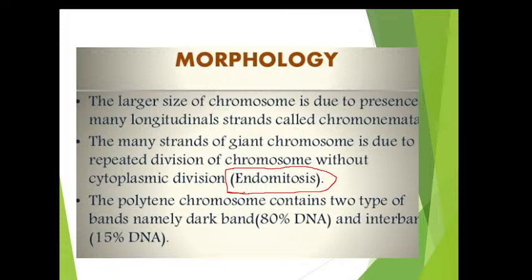Polytene chromosomes contain two types of bands: the dark bands and the interbands, or the light bands. The dark bands constitute 80% of the DNA and the interbands constitute 15% of the DNA.